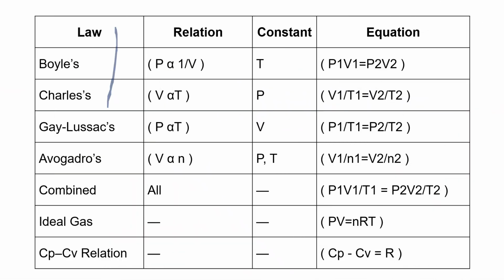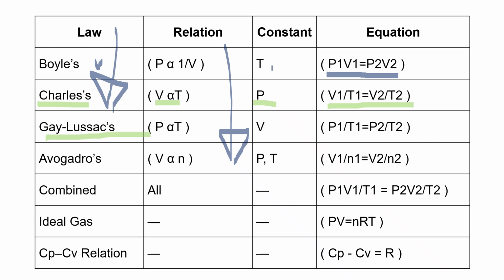So this slide is a summary of what we did, or what you learned till this point. That is, Boyle's law: the relation P is proportional to 1 upon V at constant temperature T. So the equation is P1 V1 equals P2 V2. Second, Charles's law: it gives volume proportional to temperature when the pressure is constant. So V1 upon T1 equals V2 upon T2. Gay-Lussac's law tells about P proportional to T when volume is constant, and we get P1 upon T1 equals P2 upon T2.